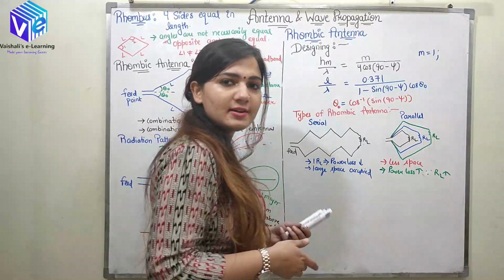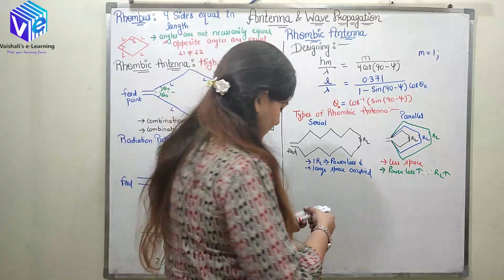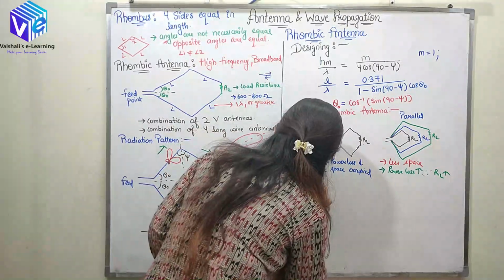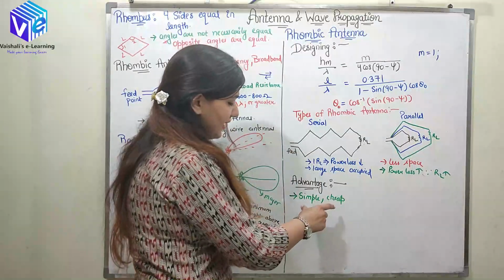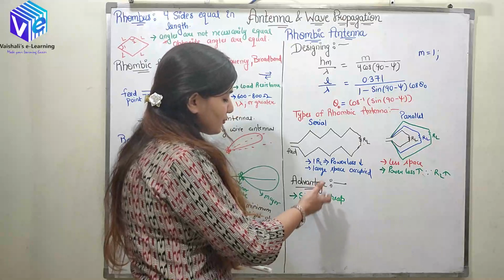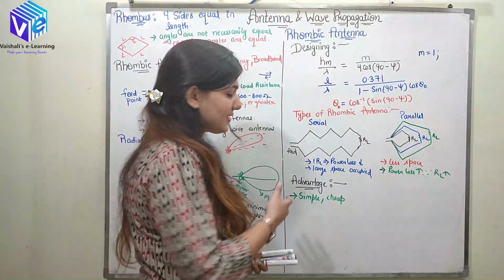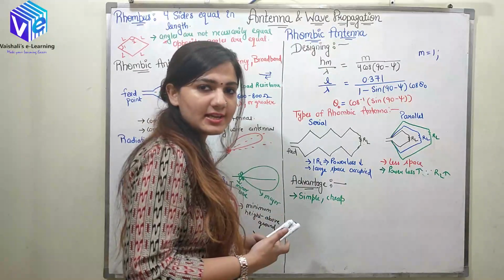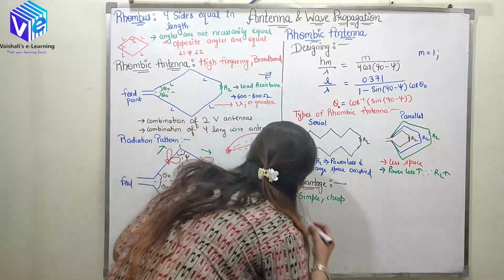Now, in general, we'll discuss various advantages and disadvantages of the rhombic antenna. The very important advantage is that it is very simple and it is very cheap. This is very important, as anyone can design it, and there is no specialization required to design this rhombic antenna.